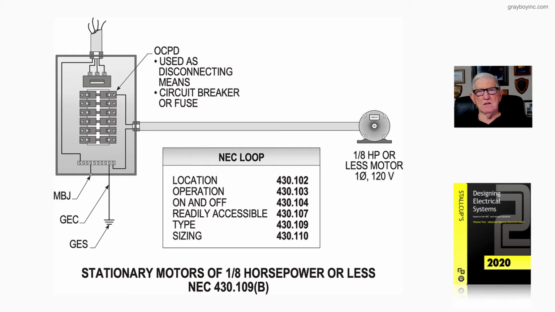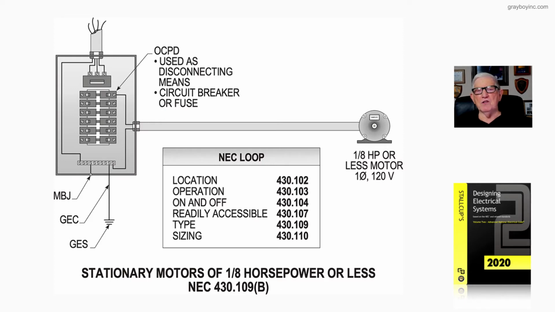The disconnect for it basically is the overcurrent device in the panel board. Now, that's what the callout is telling you. The overcurrent protection device used as a disconnecting means, a circuit breaker or fuse, could be used for this purpose. Now the NEC gives the location of the disconnect in 430.102.